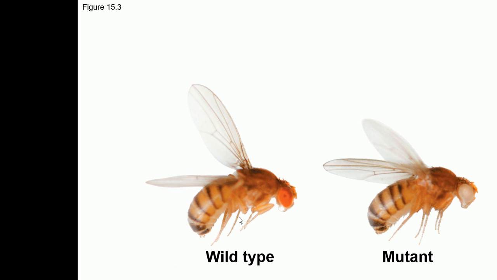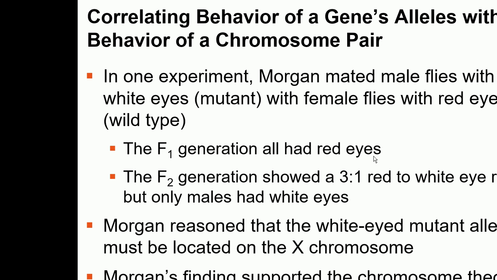So what did he do with that? This is the wild type fly. The color of eyes is red, and this is the mutant fly. The color of eyes is white. This experiment proved that these heritable factors of Mendel, which we now call genes, have a specific location on a chromosome.